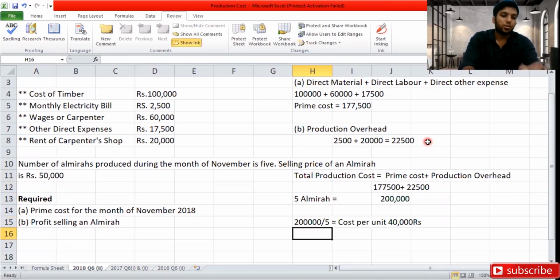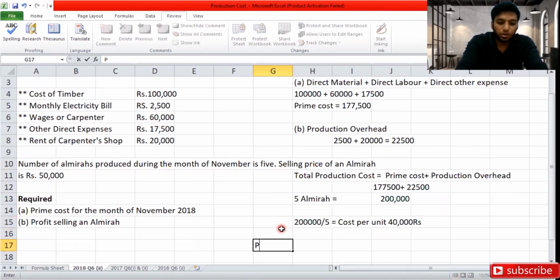Now the question is profit, selling an almirah. How am I going to find the profit? They are saying the number of almirahs produced in the month of November is 5. Selling price of an almirah is rupees 50,000. So 50,000 is your selling price. The cost is 40,000. And of course, it's easy for you to find the profit. How do you find it?